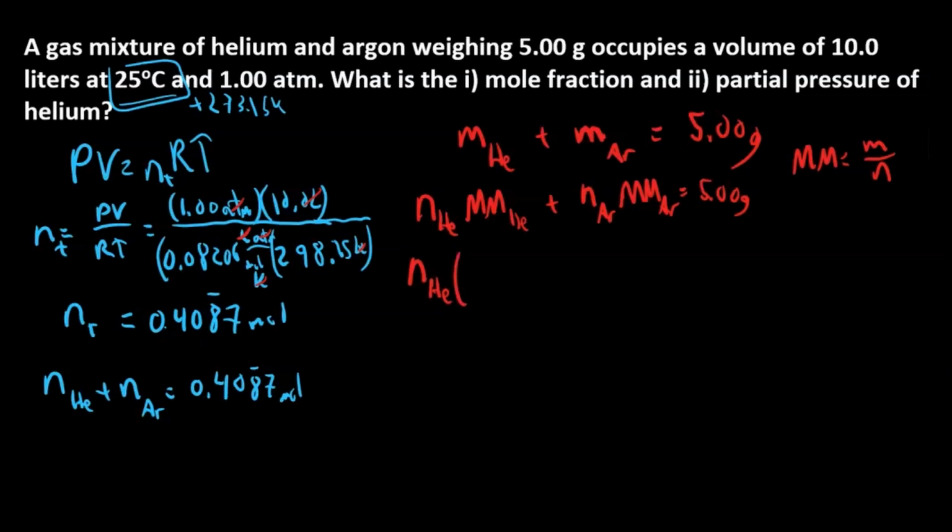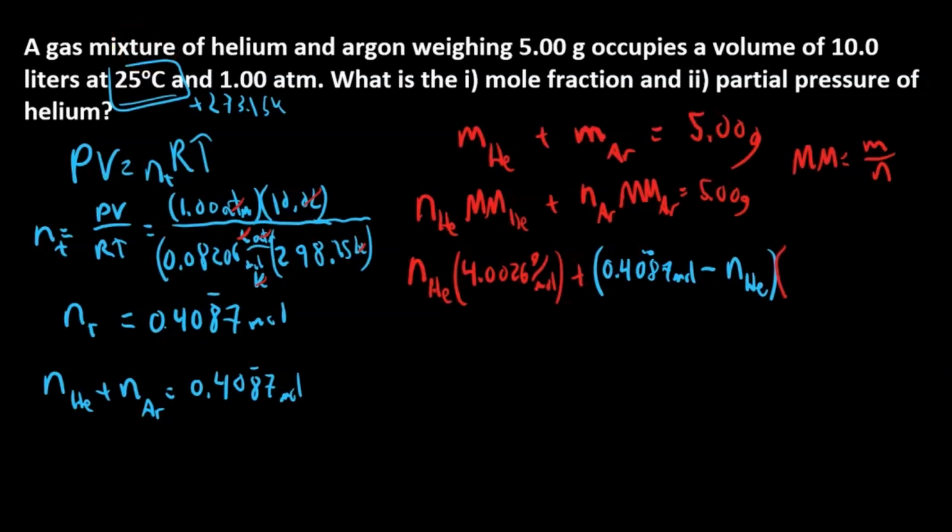And the molar mass of helium is 4.0026 grams per mole if you look on the periodic table. Now, we're going to substitute what the moles of argon is. So if we solve for the moles of argon, it's going to equal the total moles minus the moles of helium. So it's 0.4087 moles, total moles minus the moles of helium. That's how many moles of argon there are.